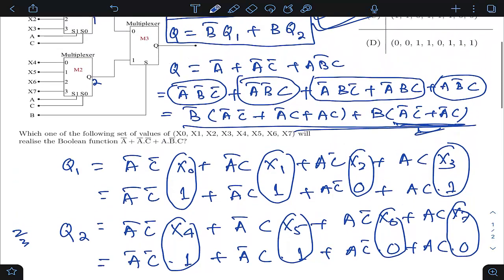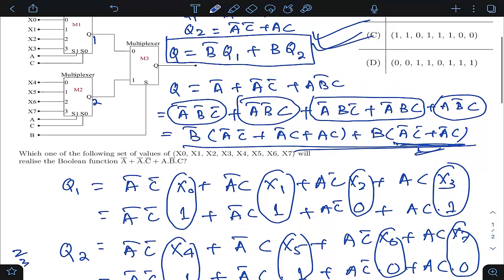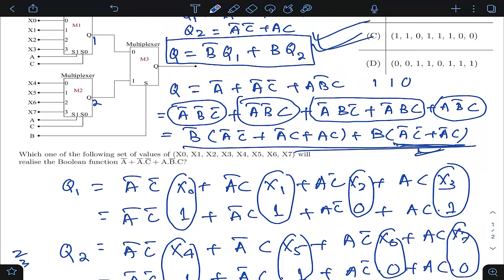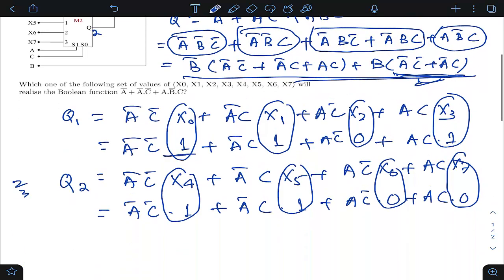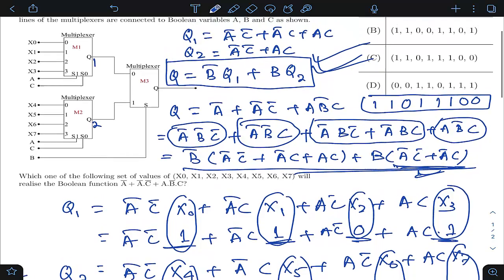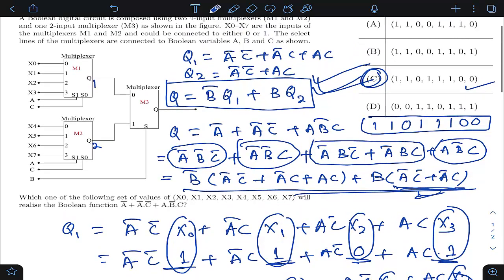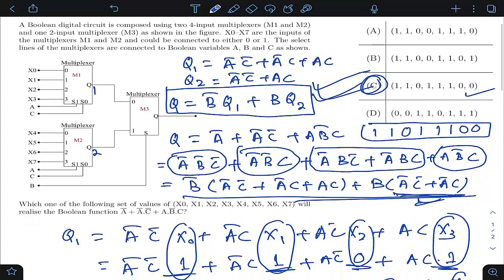So the X0 to X7 pattern you are expecting is 1, 1, 0, 1, then 1, 1, 0, 0. So which option is satisfying this one? Your answer should be 1, 1, 0, 1, 1, 1, 0, 0. If you see, that is being satisfied by option C. It's a good bit tricky problem.